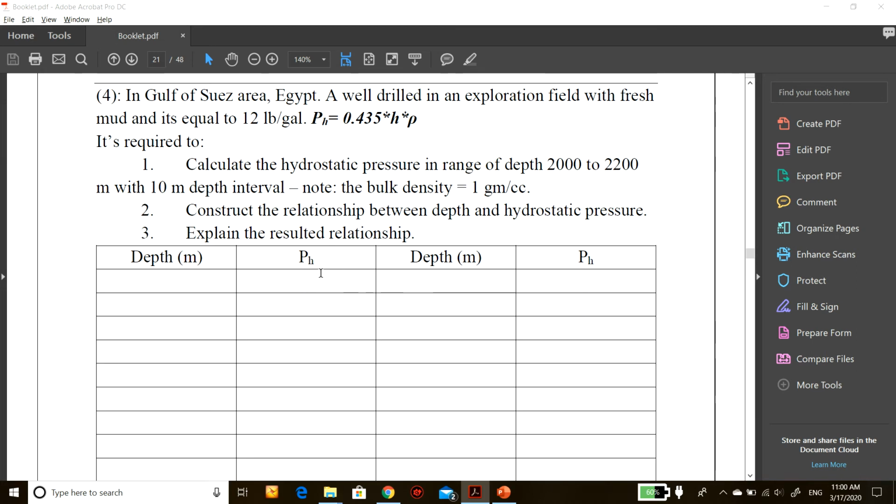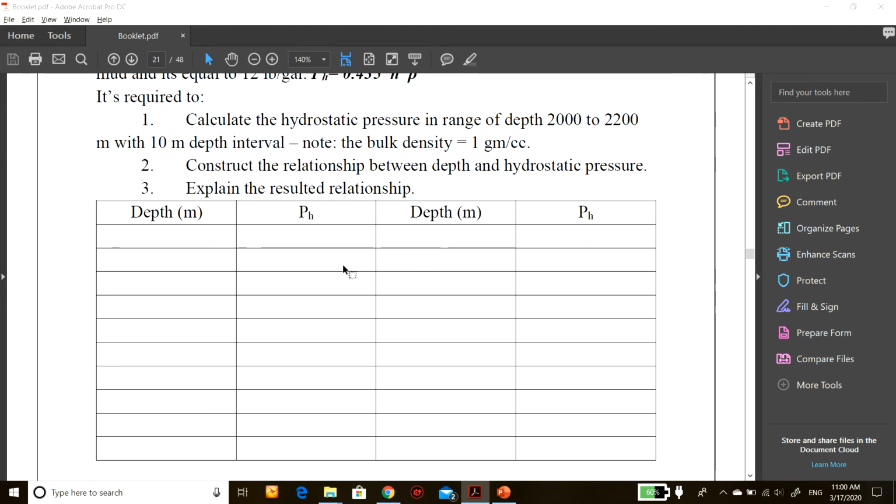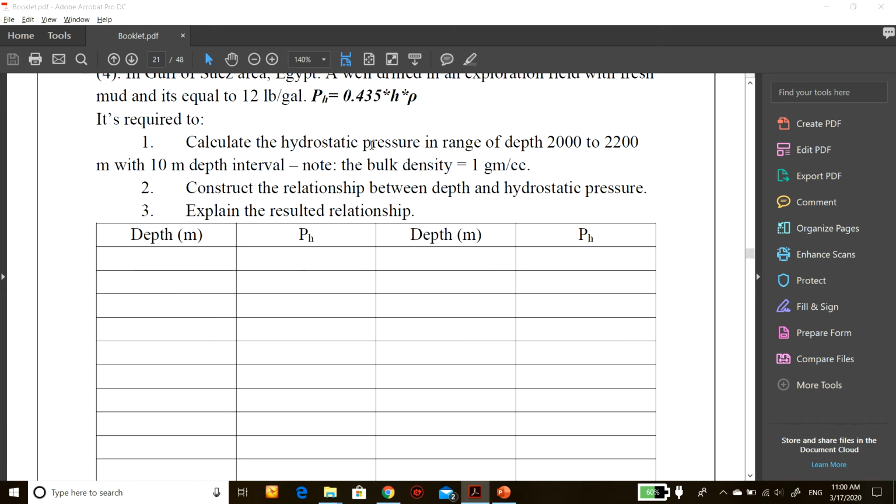Okay, simple. You can calculate the hydrostatic pressure by using this formula. You will change the height, which is related to the depth here, starting from 2000 and finishing at 2200 by an interval of 10 meters, and the rho will be constant at 1. The 0.435 is important to get hydrostatic pressure in PSI. It is so simple.